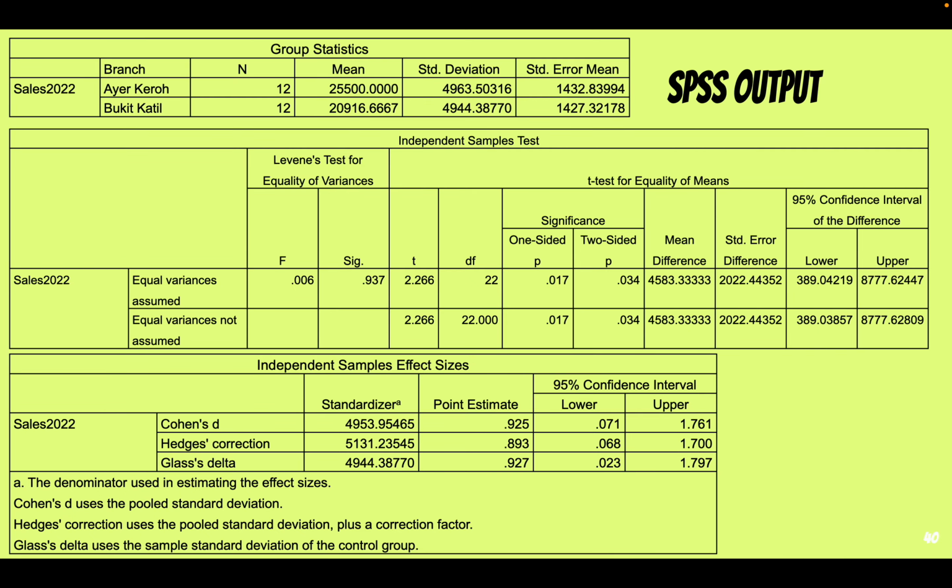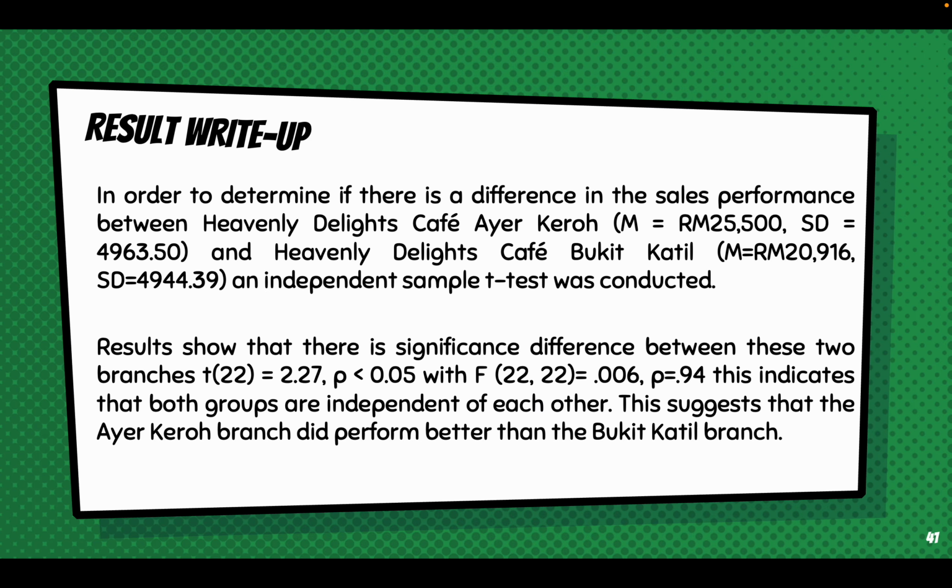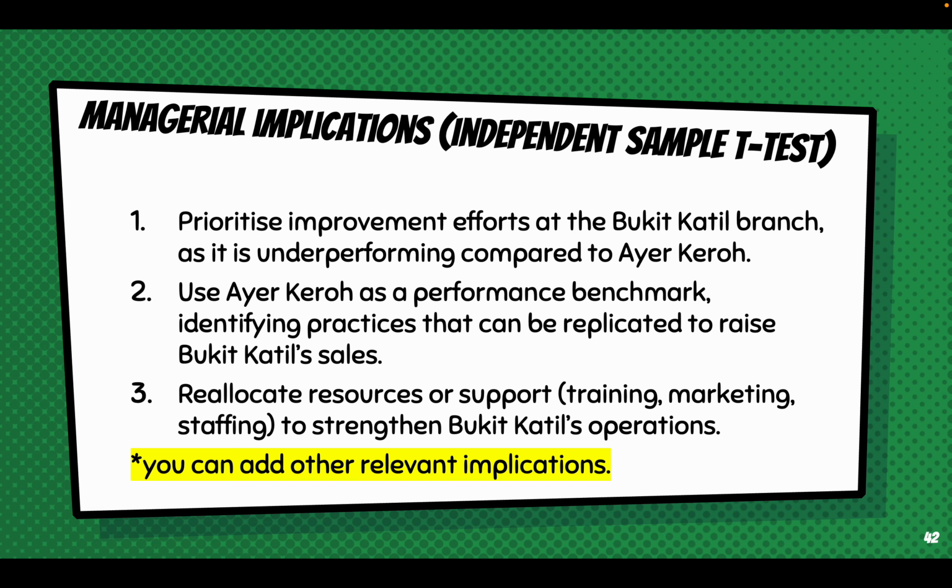The results show significant difference. As you can see here, the p-value is less than 0.05. iKuro performed better than Bukit Katil. Here's how you write the results and what are the implications. Bukit Katil needs improvements, training, and resource support. iKuro strategies can be used as a benchmark. And remember, you can also add other relevant implications.